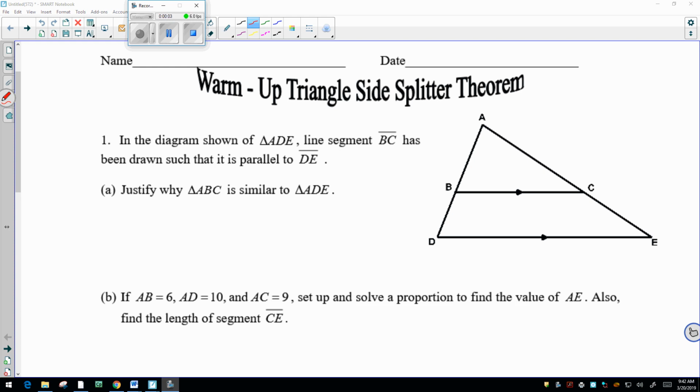Okay, number one. In the diagram we have triangle ADE and line segment BC, and it's parallel. It says, why are the triangles similar? Why is the smaller triangle similar to the larger triangle? What do we think?